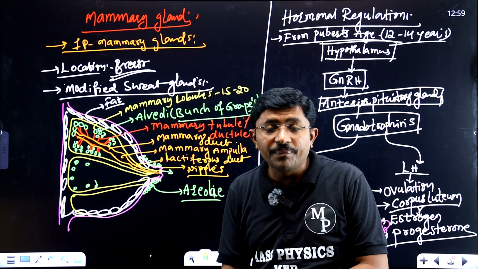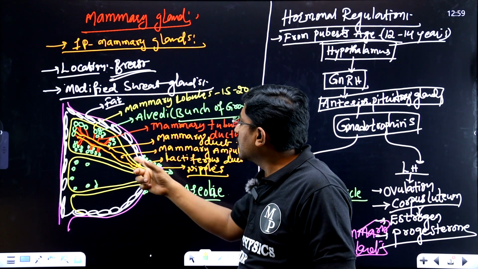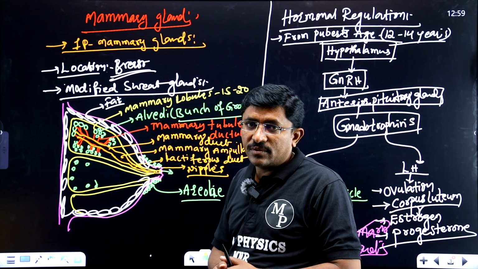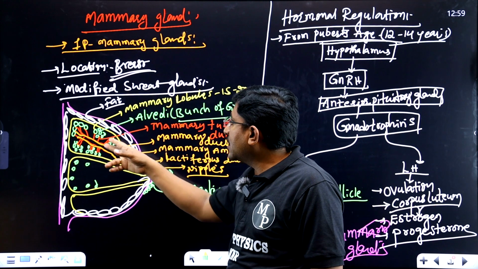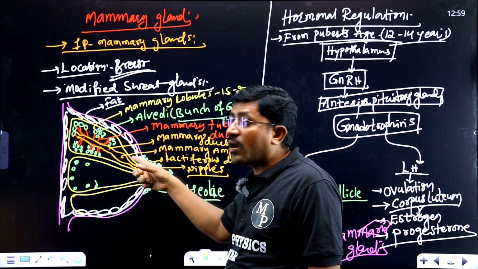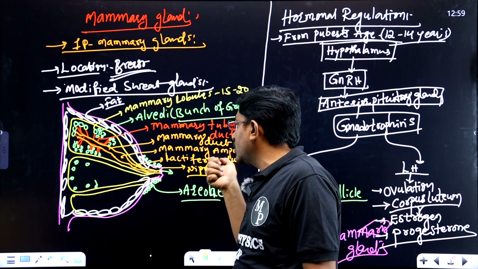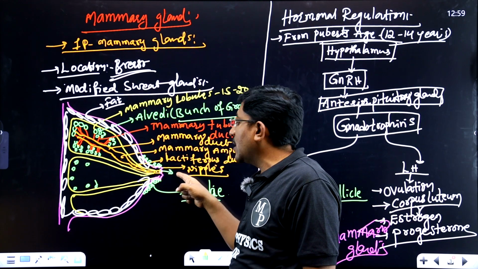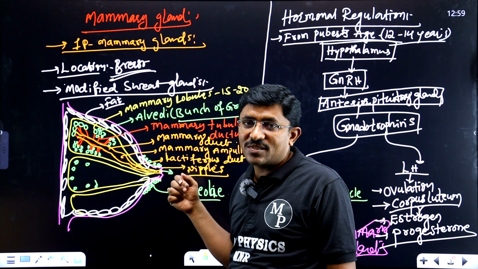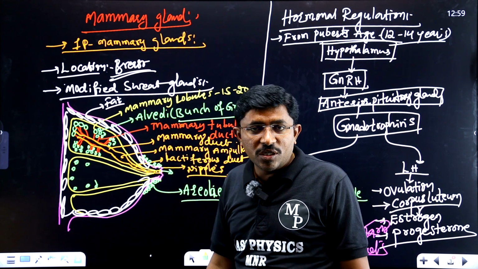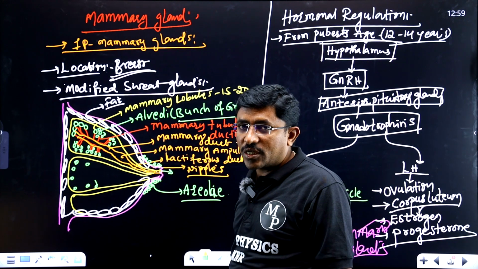Within the ampulla, for a short time, the milk can be stored. After that, by the contraction and relaxation of the wall of this mammary duct, the milk can be ejected through the lactiferous duct into the infant baby's mouth by the sucking process. I'll explain the milk ejection process also. This is the internal structure.